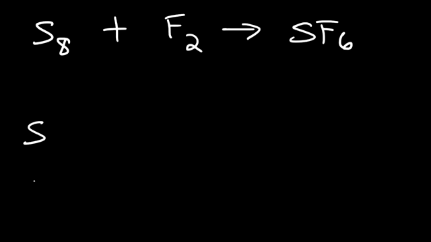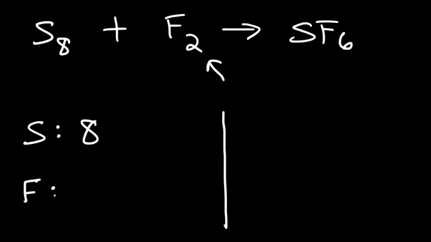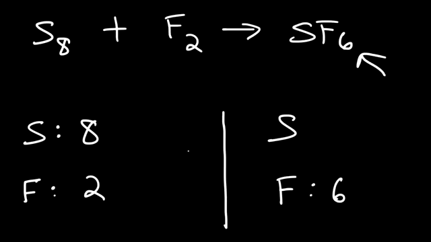So there's two elements we need to worry about, sulfur and fluorine. On the left side, we can clearly see that we have 8 sulfur atoms, and we only have 2 fluorine atoms. On the right side, we have 6 fluorine atoms and only 1 sulfur atom. So what do you think we need to do here? Should we balance the sulfur atoms first or the fluorine atoms?